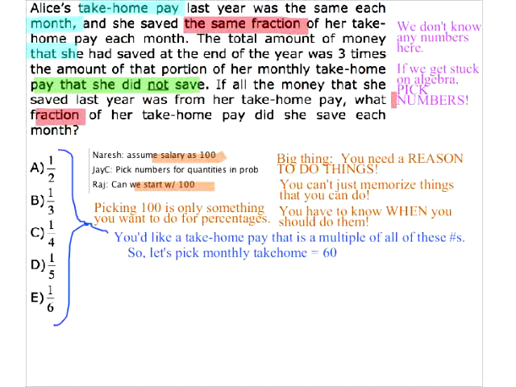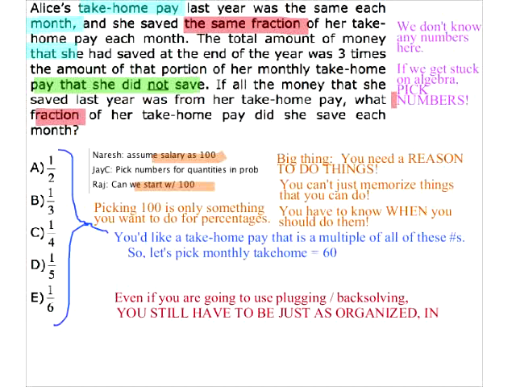Now, here's my point. Even if you are going to back solve or plug in numbers, you still have to have exactly the same degree of organization. You still have to be just as organized in the same kind of way as if you were going to do algebra. So the back solving and the plugging, those are ways to get around doing the algebra, and they are very, very powerful ways to get around doing the algebra. What they will absolutely not ever get you around is organization. If you don't know how to set up the problem, then you're not going to know how to set it up if there are suddenly numbers that you've picked. The setup is still the same.